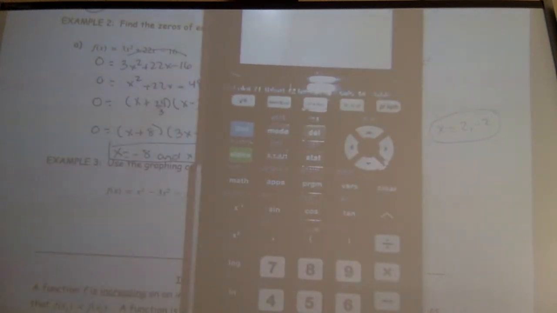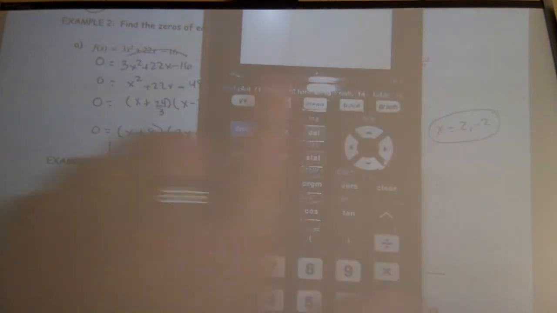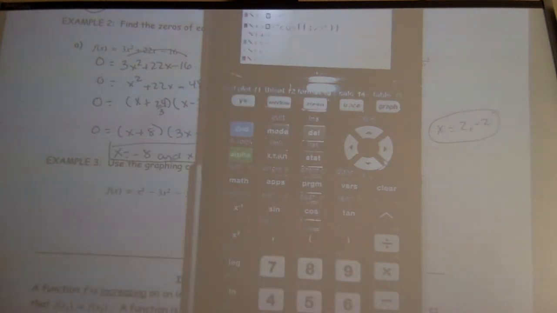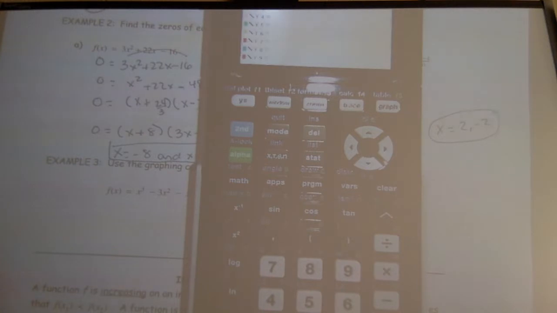up here in the top row, whenever you're graphing, you're going to use the top row for all your graphing needs. So where you see y equals, hit y equals. If there's something in there, clear them all out by just arrowing down and hit clear. Everybody have them cleared out?